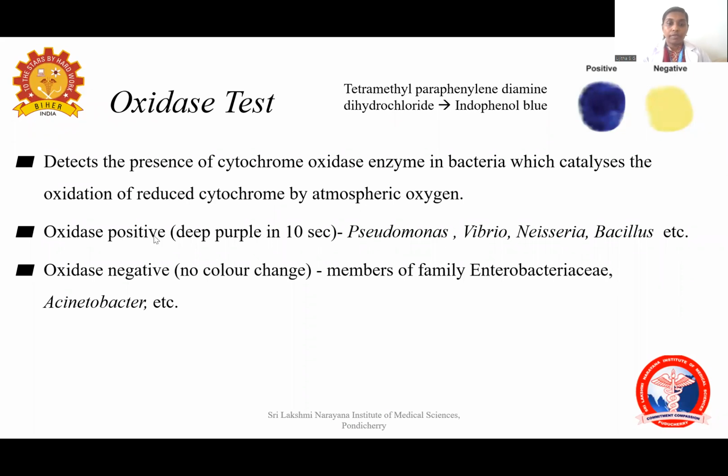Oxidase positive examples are Pseudomonas, Vibrio, Neisseria, Bacillus, etc. All these are oxidase positive organisms. And oxidase negative organisms are members of the family Enterobacteriaceae and Acinetobacter. All these are oxidase negative organisms.